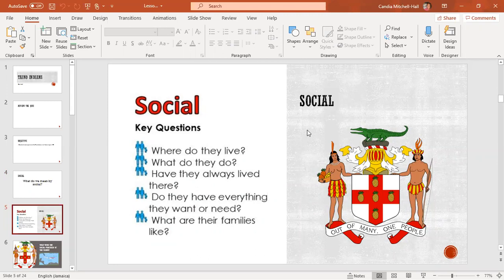All right? So what are some questions that we ask when we are looking at social? Where do they live? What do they do? Have they always lived there? Do they have everything they want or need? What are their families like? So when we look at social, we're looking at their families, their health practices, their education, all of that, how they interact. Yes, go ahead, Denton. Their personal life. All of that has to do with social.